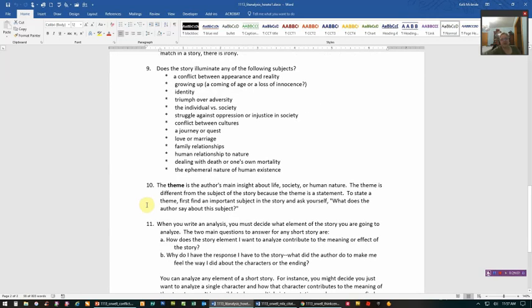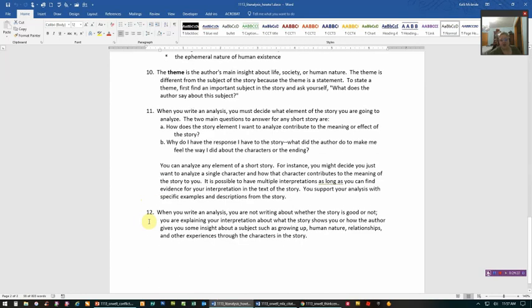What is the insight the author is giving us into life, society, human nature? Definitely that's a possibility to look at. What do you think is the takeaway here? When you write analysis, again, I tell you about deciding on an element of the story you're going to analyze. Here are some questions that you can ask yourself.